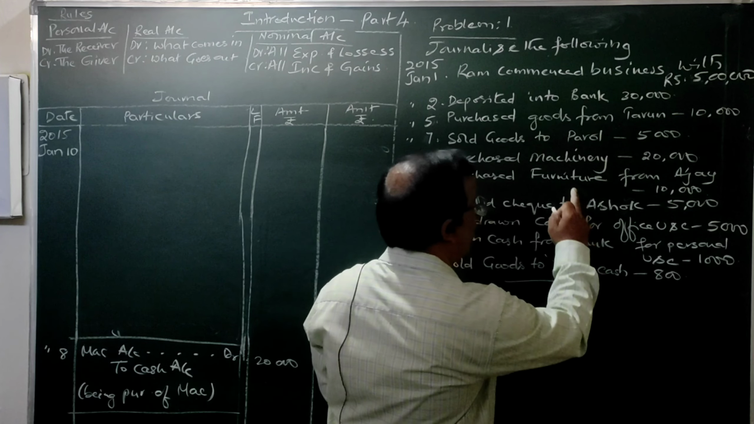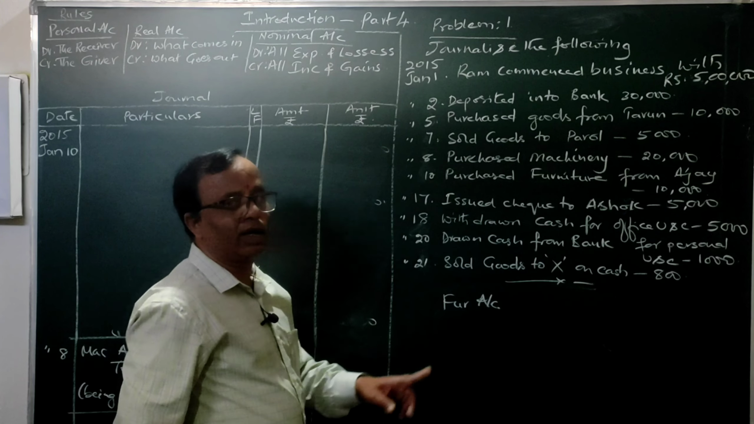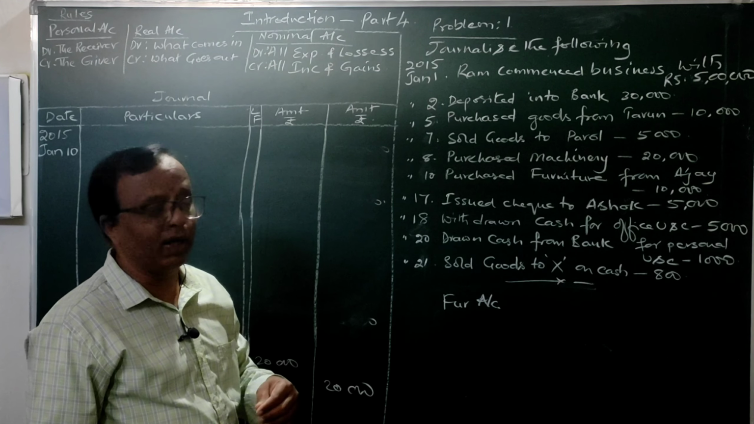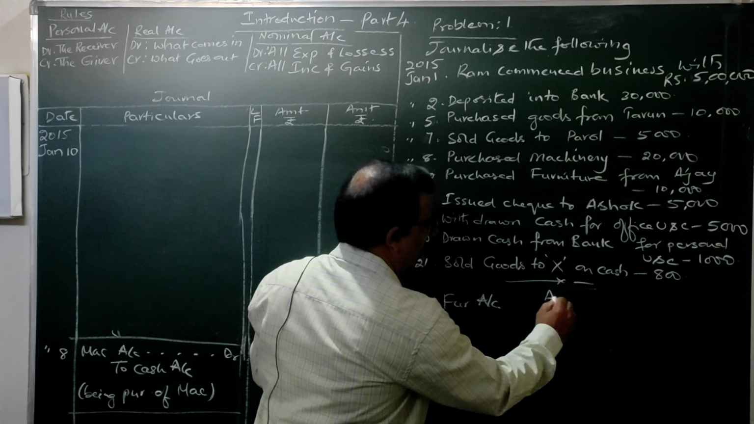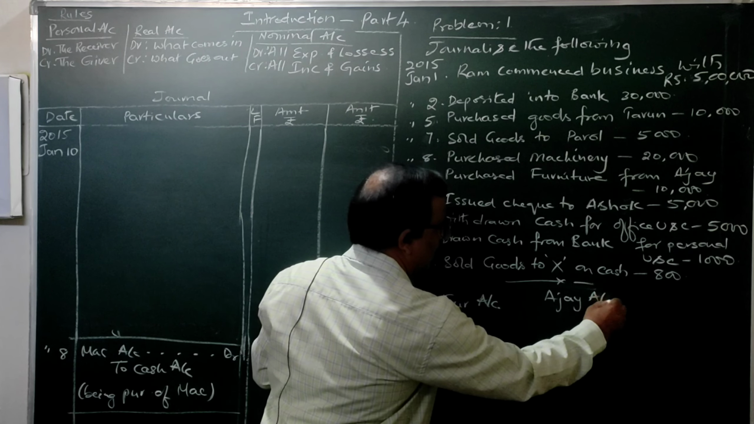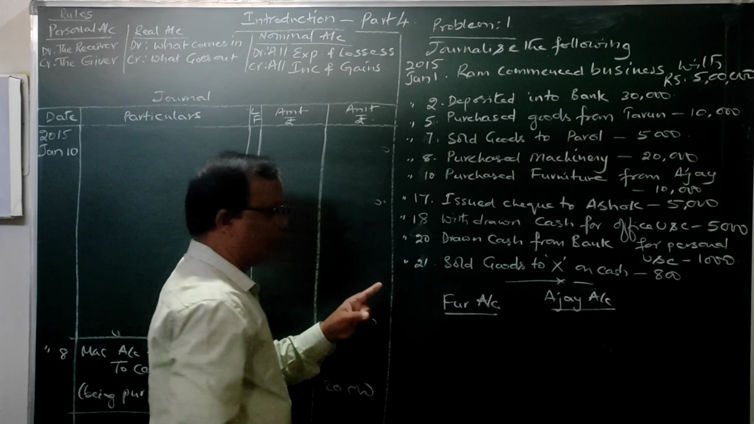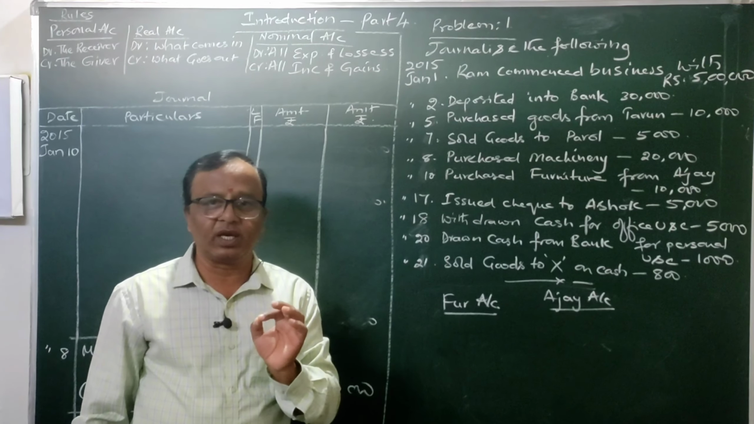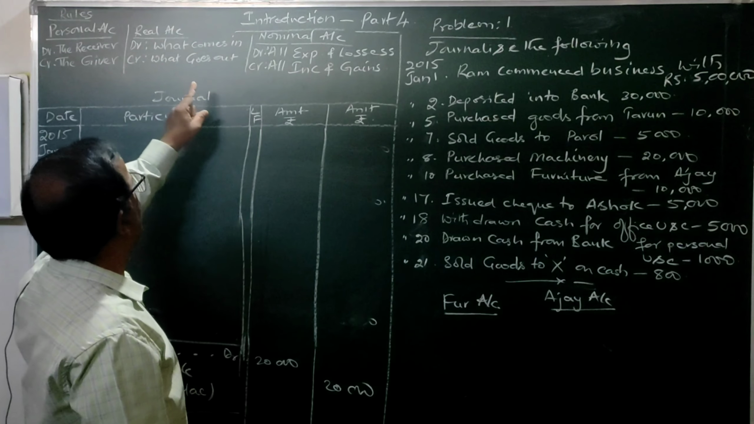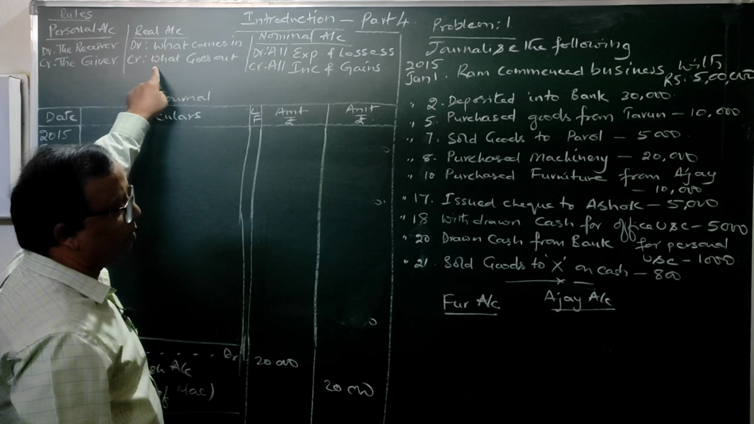Another one, how you have purchased it? You have purchased it on credit. That means immediately cash you have not paid. So at that time the party's account will get affected. From whom you have purchased? From Ajay you have purchased. Check it. Furniture being an asset, it is a real account. Since it is a real account, what does the rule of real account say? Debit what comes in, credit what goes out.